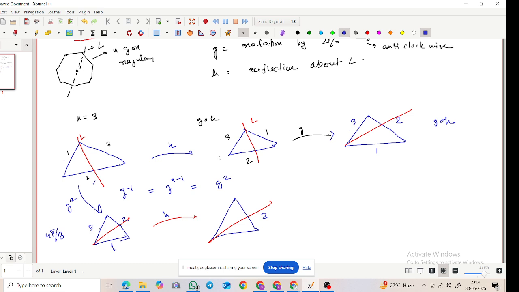Sir, in the first case, G is, I think, 1 in place of 3 and 3 in place of 1. In the G of H case, yes, G of H here. Okay. Yes.